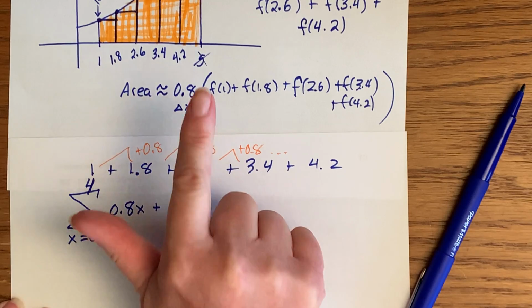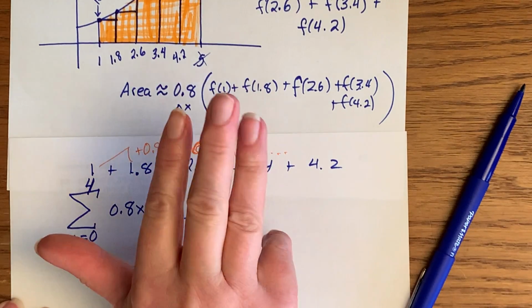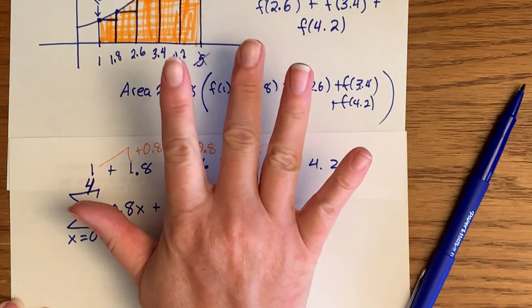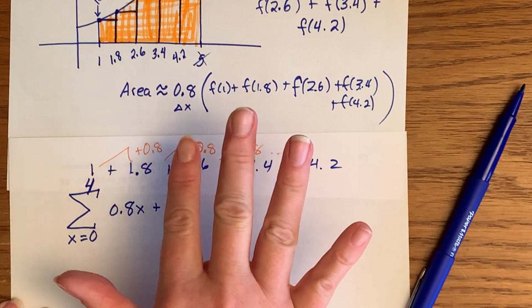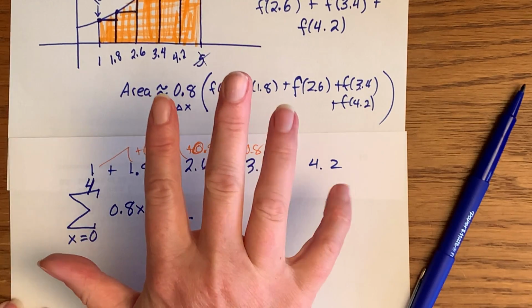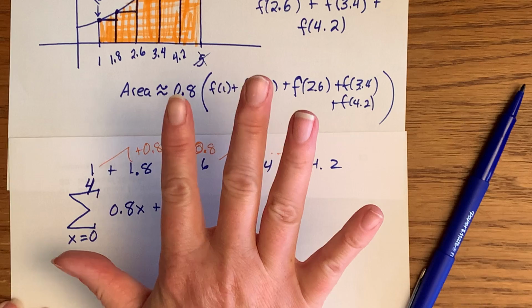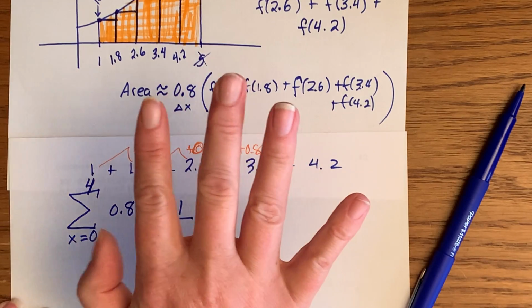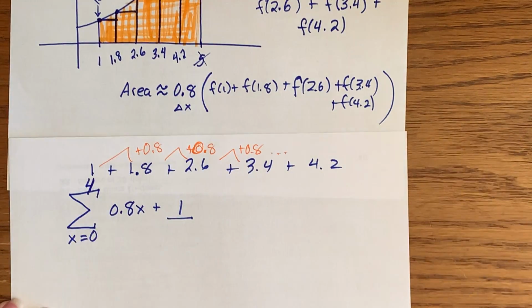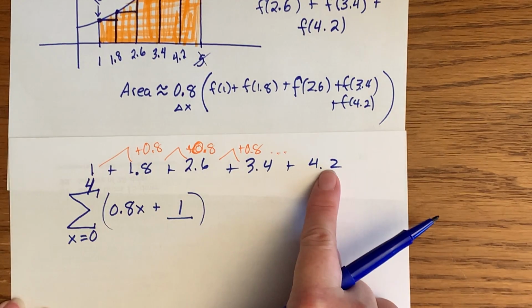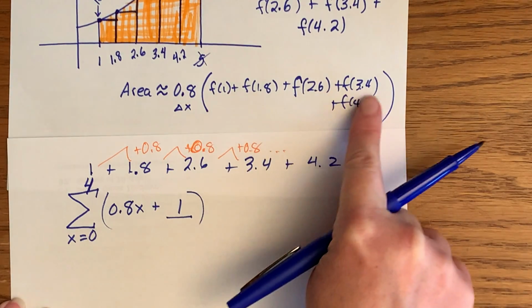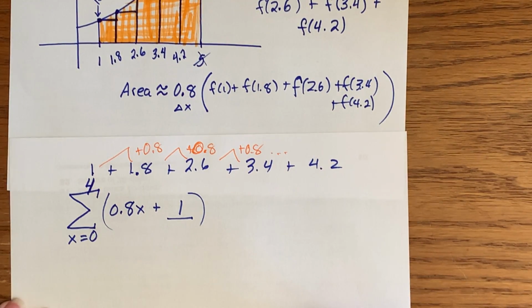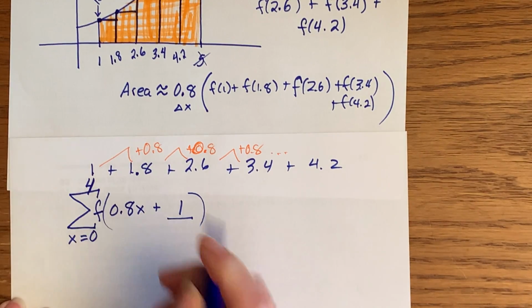0, 1, 2, 3, 4 is 5 subdivisions. 0 through 4 is 5 subdivisions. 1 through 5 would also work, but we're using 0 to 4. Now, this right here will get you this list. But here's the problem. We had that list filled into the f function. So what do we do? Fill this into the f function.